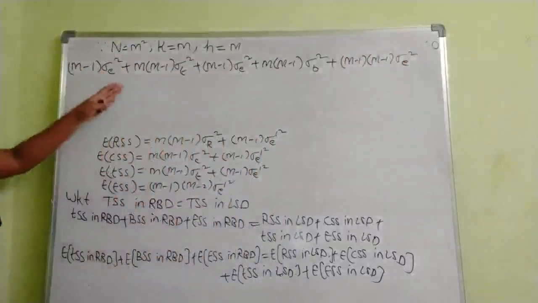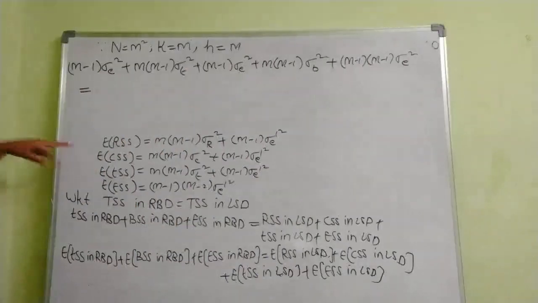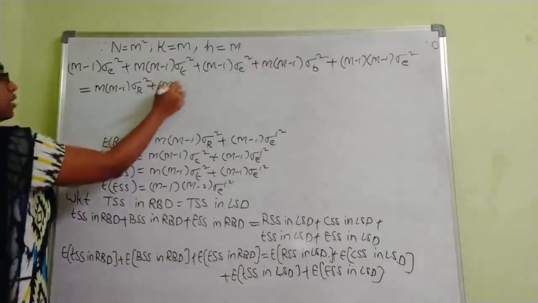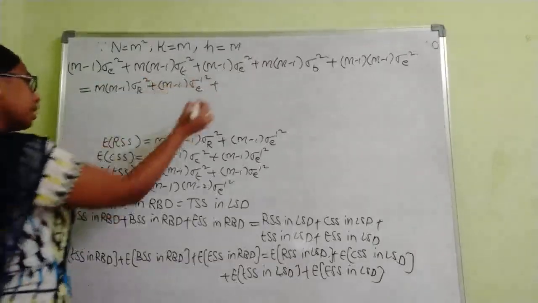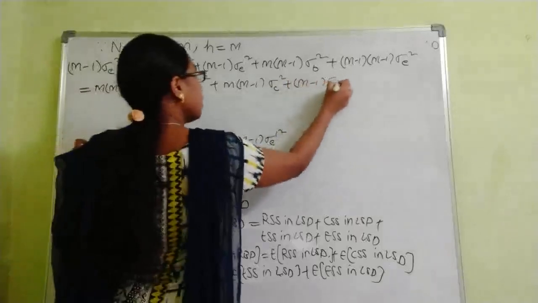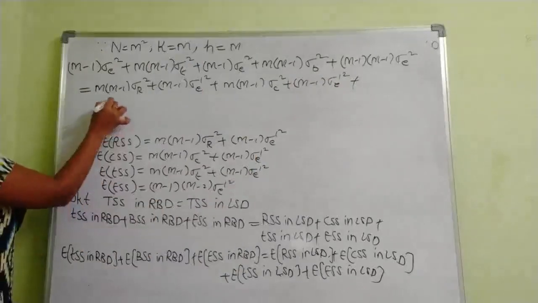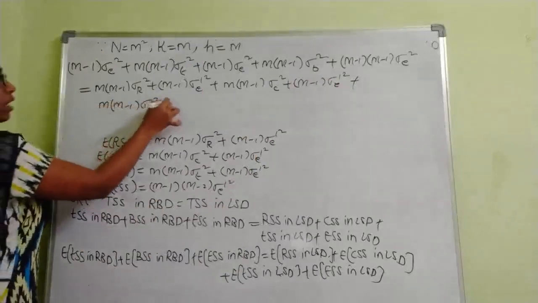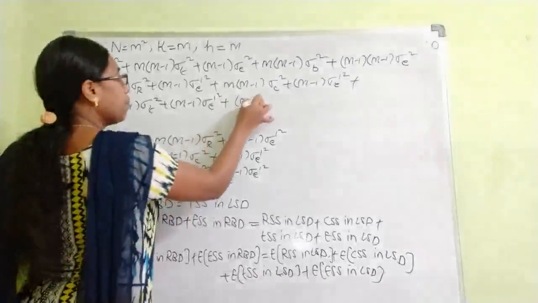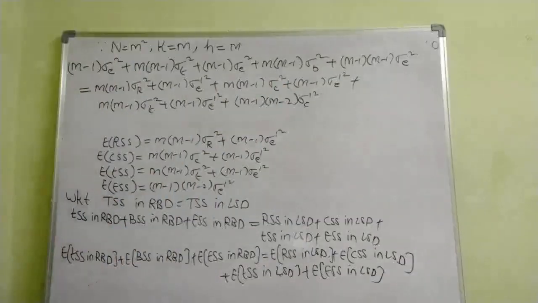So this is the complete LHS value, which is equal to, in the RHS we have first row sum of squares m into m minus 1 sigma r square plus m minus 1 sigma e dash square, plus m into m minus 1 sigma c square plus m minus 1 sigma e dash square, plus next treatment sum of squares value m into m minus 1 sigma t square plus m minus 1 sigma e dash square, plus error sum of squares value m minus 1 into m minus 2 into sigma e dash square. So we have substituted all the values.